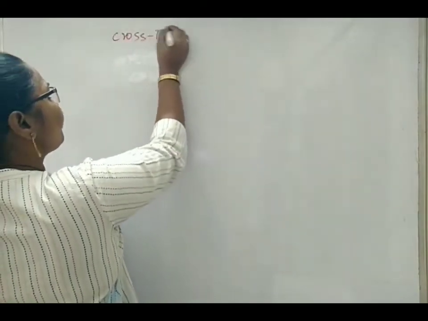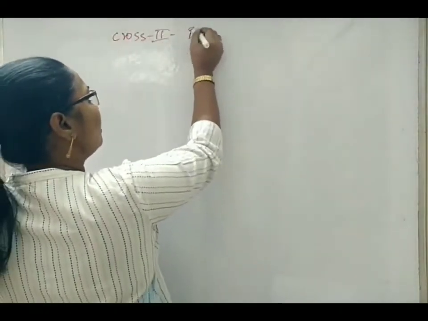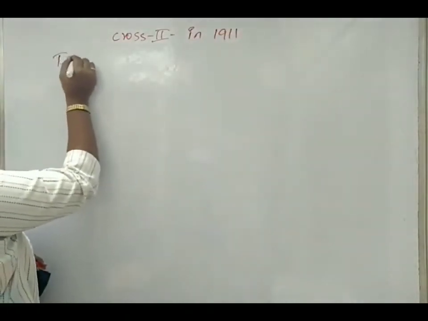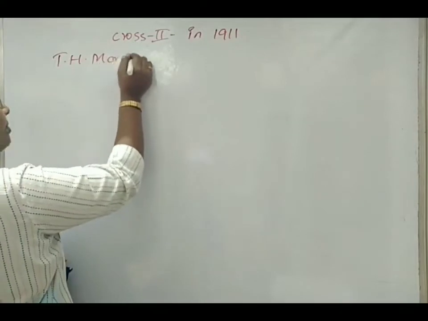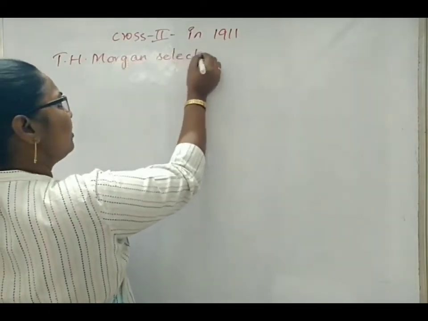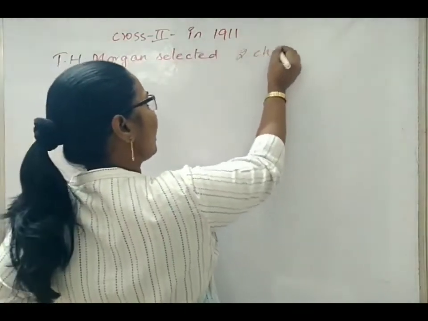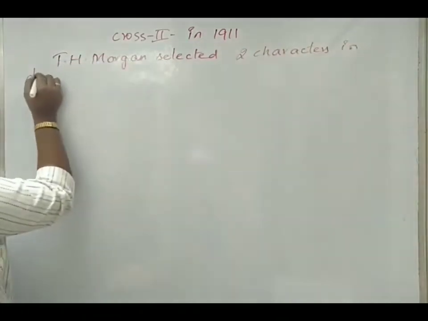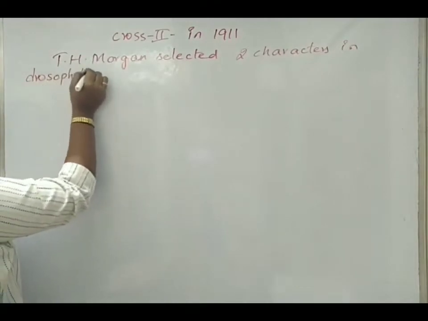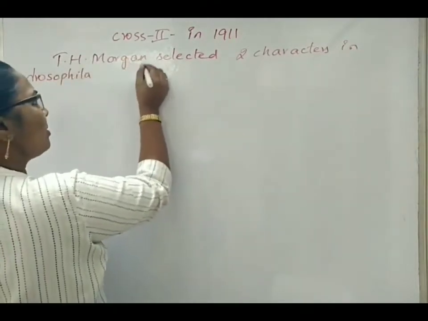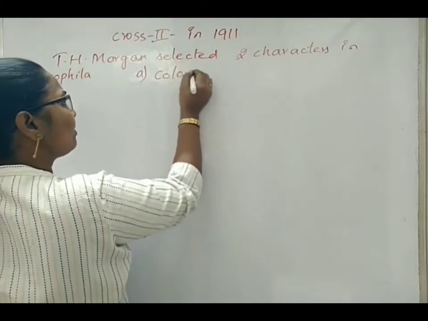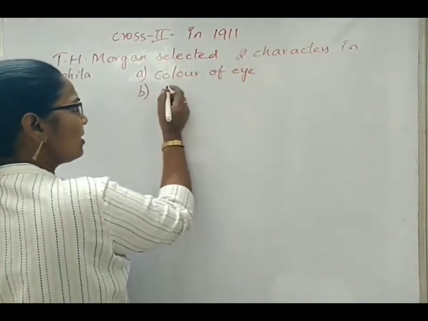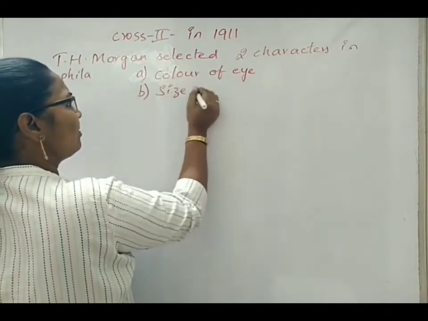So cross 2. That was done in 1911. T.H. Morgan selected two characters in Drosophila. What are those two characters? One is color of eye. Second one, or second character, is size of wings.